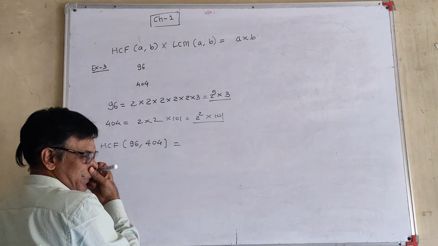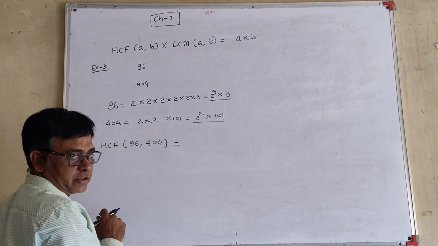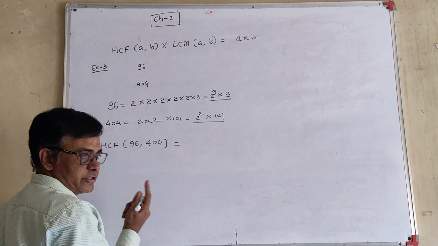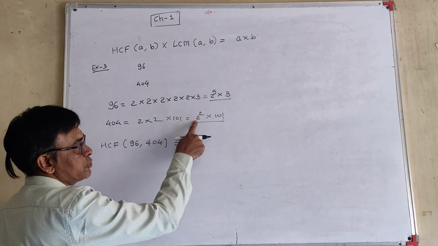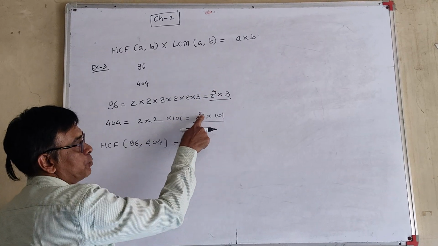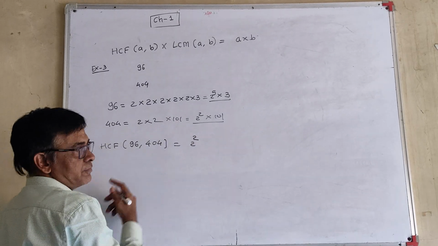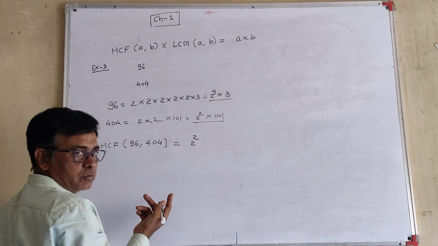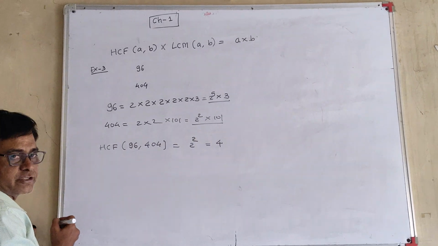Again, in HCF we take the lowest power of the common factor. So here the common factor is 2, with powers 5 and 2, so the lowest power is 2. So HCF is 2 square. 3 and 101 are not common. So 2 square is 4, so the HCF is 4.